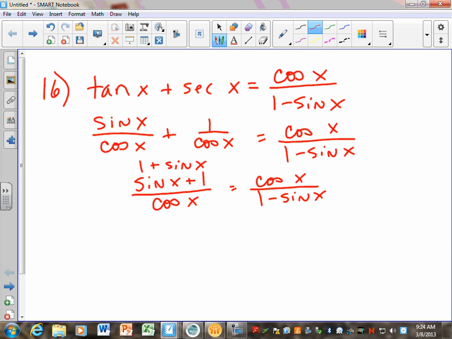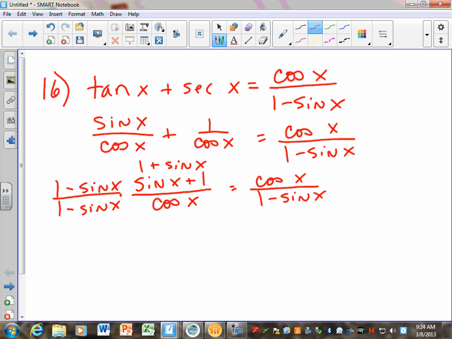Could I multiply this by something that would turn it into a difference of 2 squares? What would be the factor I would need to add into this problem to make that a difference of 2 squares? Yeah, and I switched it around because I want it to match up with this side. 1 minus sine of x. And you might say, well, how in the world can you just multiply by 1 minus sine of x? Here's how. What if I multiply the top and the bottom by 1 minus sine of x? Have I actually changed the problem?